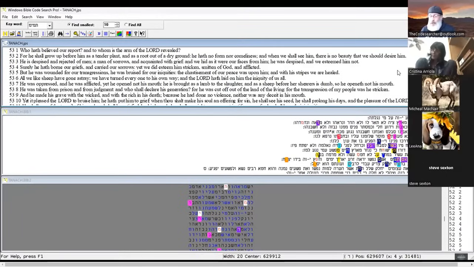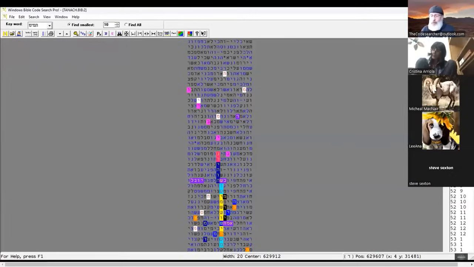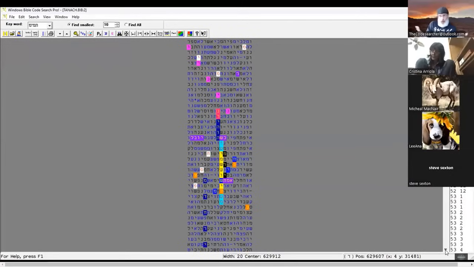So a very famous chapter about the suffering Messiah, you guys, and the rabbis don't want to talk about this chapter. You won't get them to show you any codes here because of what it reveals. You can't get around that. There's no way of faking that. You can't make it say something it doesn't. You understand? These anomalies are here. I didn't put them there.